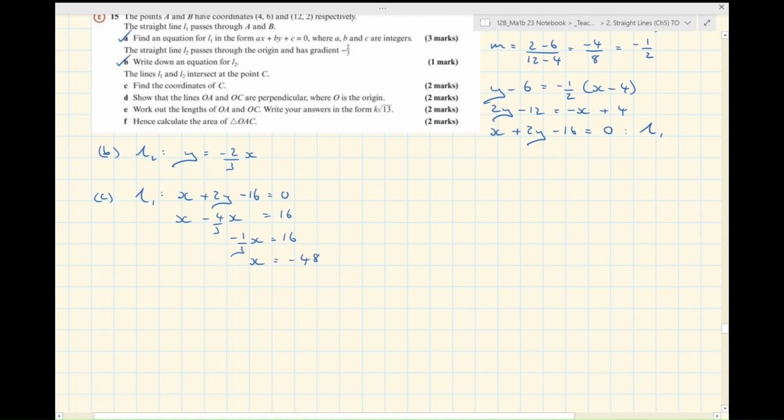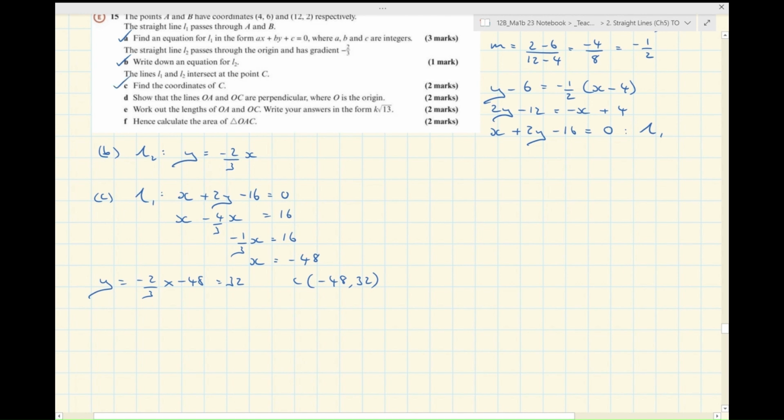If x is minus 48, y therefore will be minus 2/3 times minus 48. So y will be positive. 1/3 of 48 is 16, so 2/3 is 32. So my point C has coordinates minus 48, comma 32. That's where L1 and L2 intersect.